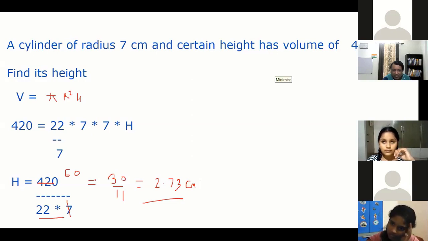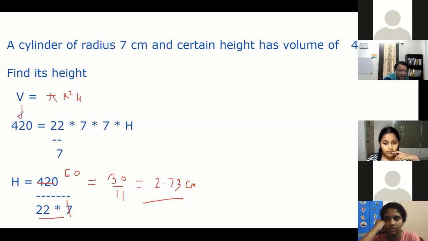Sir, I have a doubt. Yes. Like 420 is equal to 22 into 7. How did we get that? 7 I understood, but 22? What is value of pi? Value of pi is 22 by 7. Fixed value. Pi is a constant, which is 22 by 7. So with that, then we have multiplied 7. So it's like that.